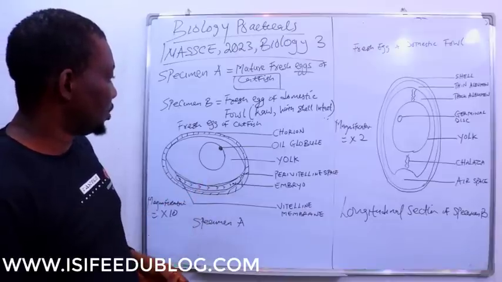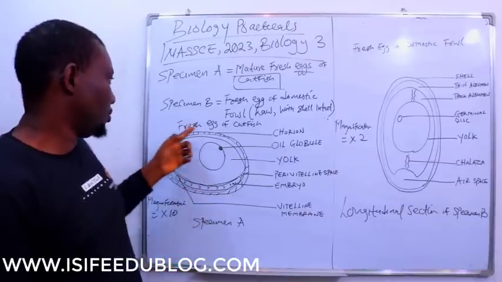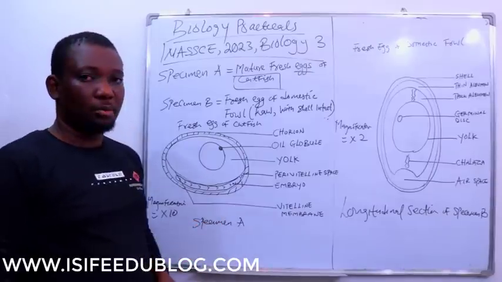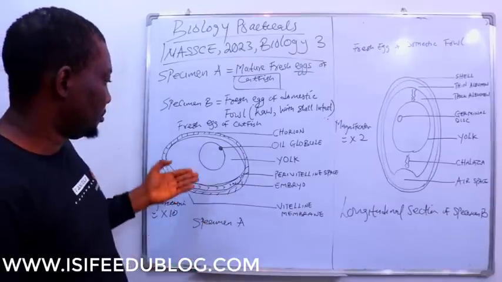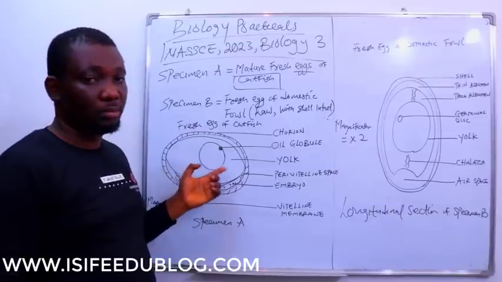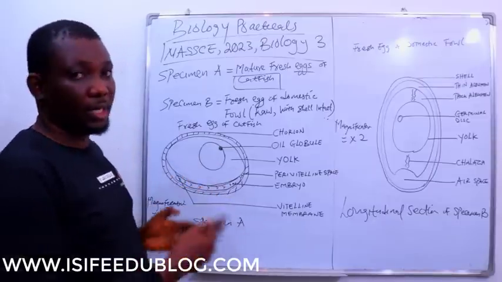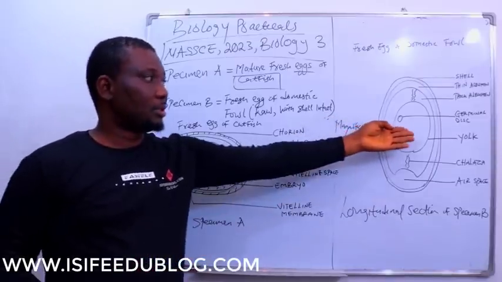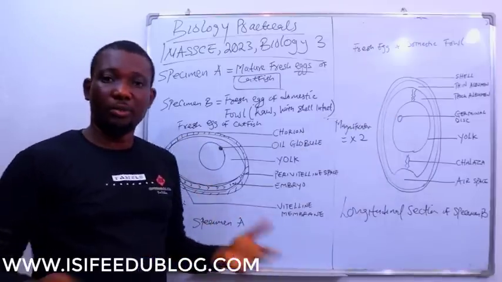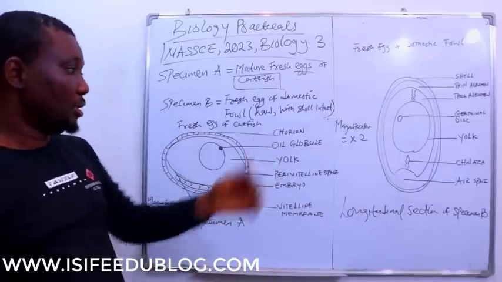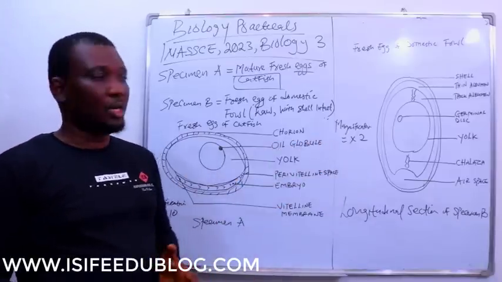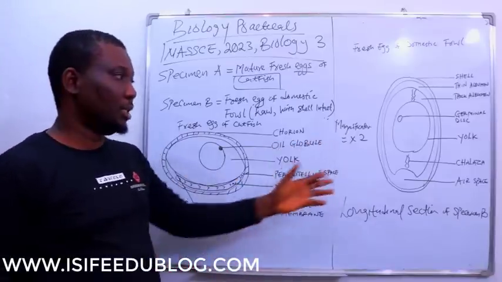This is the egg of a matured fowl. You now see that it also has a fresh egg of catfish, specimen A. Basically, you may not think that they will ask for this diagram of specimen A. I think they will ask to draw specimen B rather than specimen A. But we never know which of these diagrams they will ask. So that's why we have the two diagrams on the board. So you can pause the video and try to check out how the diagram is.